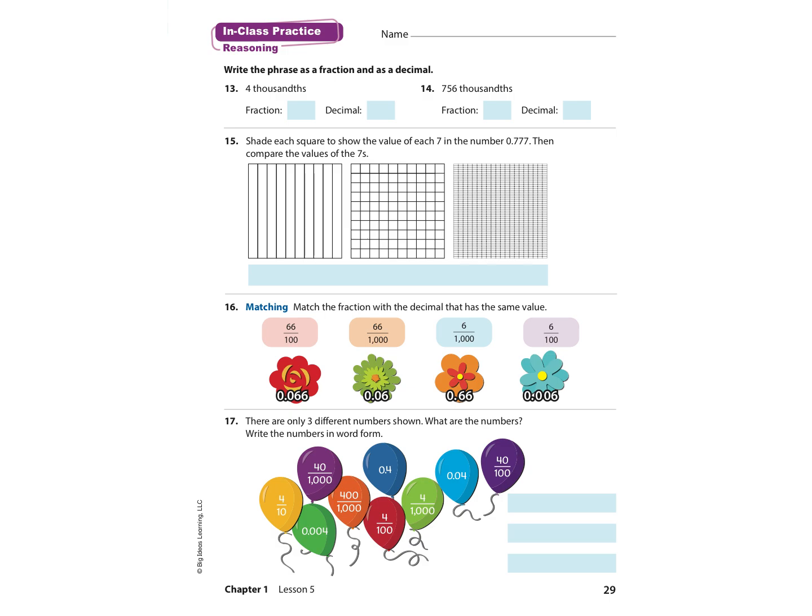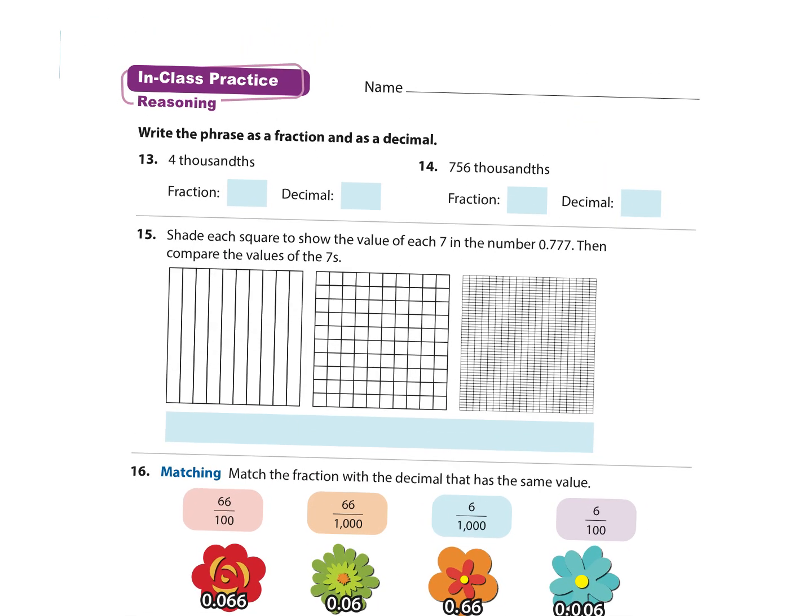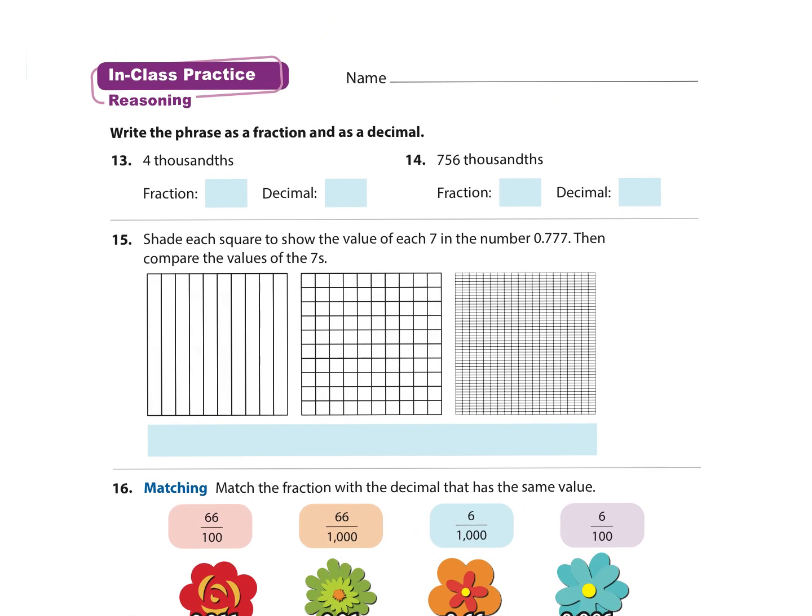All right, next. Write the phrase as a fraction and a decimal. So we are given 4 thousandths because that's how we read it. So as a fraction, what does that look like? 4 over 1,000. How does 4 thousandths look as a decimal? 0.004. Exactly, 0.004. But we read both of those 4 thousandths. Okay, go ahead and do number 14 on your own.